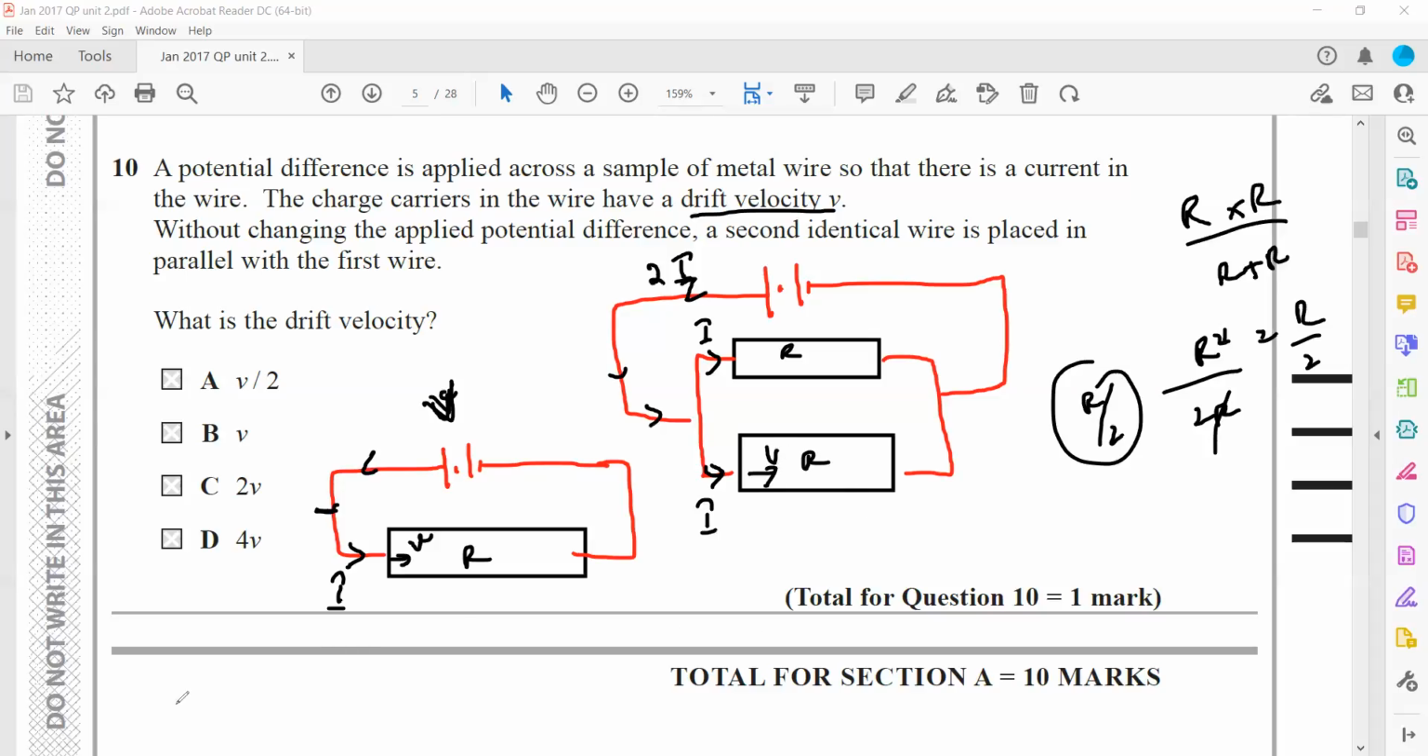The drift velocity is given by the formula I equals nAqv. Here n is the number of charge carriers, which depends on the material. It did not change, since they mentioned it is identical. A is the area, which does not change because the wires are identical. q is the charge of an electron, which is constant. So the current and drift velocity are directly proportional. If the current in the component does not change, then the drift velocity also does not change. That's why B is the right answer for this.